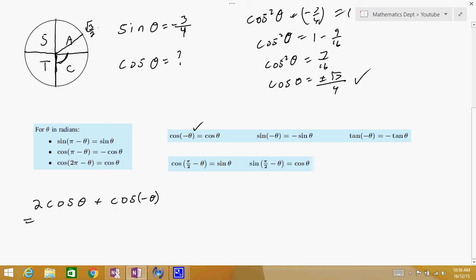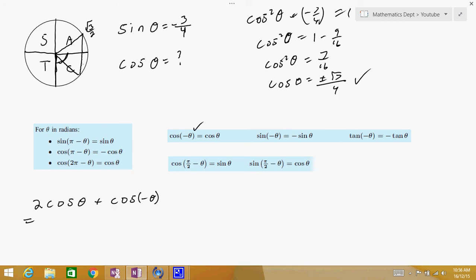Well, what is cosine negative theta? Cosine negative theta would be down here. Well, cosine theta is your x value, and your x value would be the exact same whether it's cosine theta or cosine negative theta.